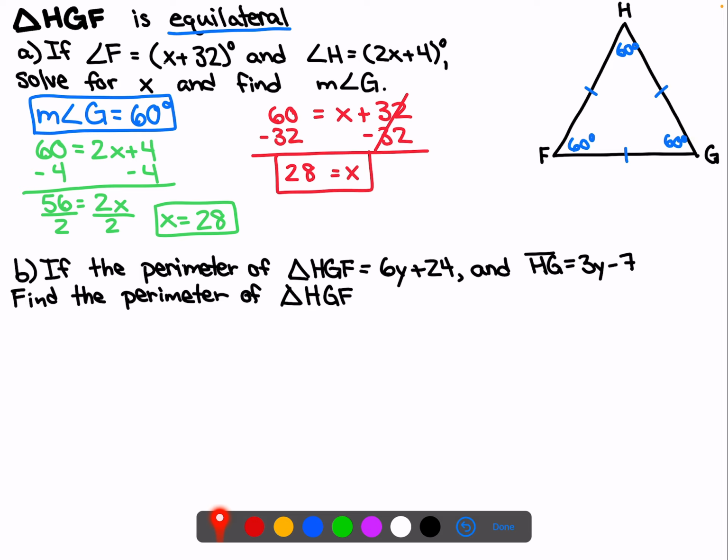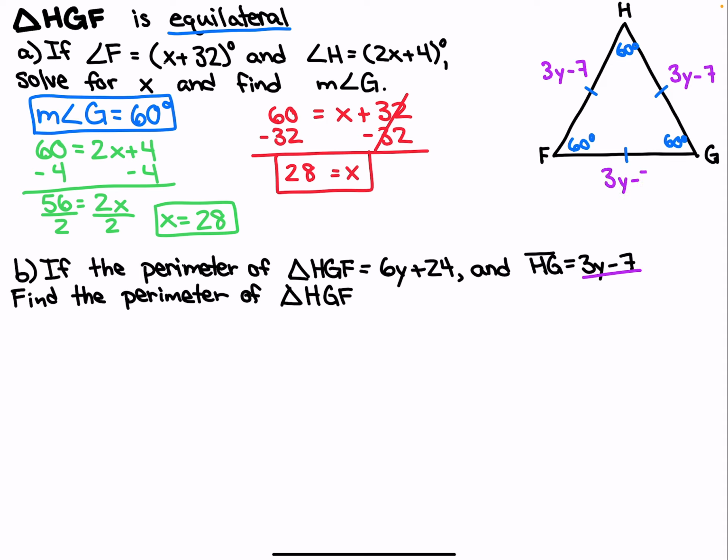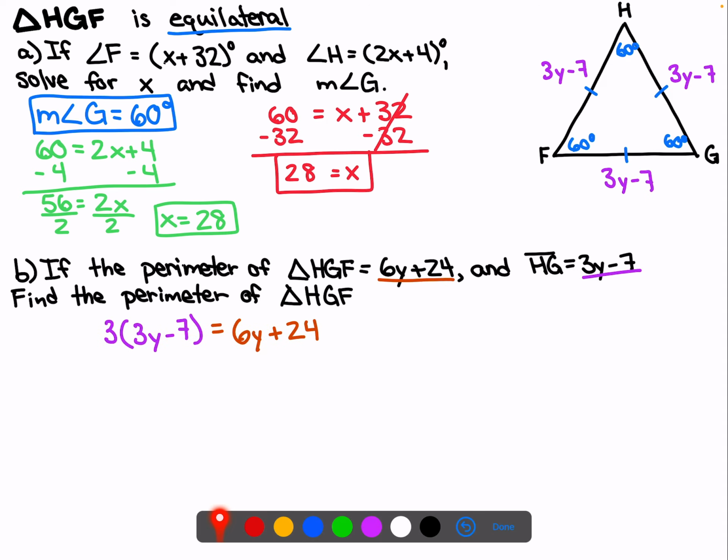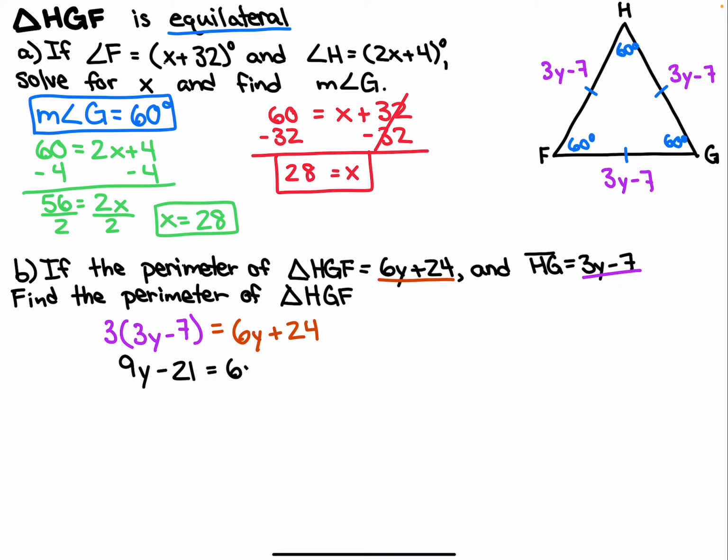Now, if the perimeter, the distance around triangle HGF, is equal to 6y plus 24, and segment HG is just equal to 3y minus 7, what would be the perimeter of this triangle? Well, again, it's an equilateral triangle, so each side is going to be 3y minus 7 in length. And therefore, I can just add up all those sides and set it equal to our perimeter. So 3 sides times the same length, which is 3y minus 7, because again, equilateral, is equal to the perimeter of this triangle.